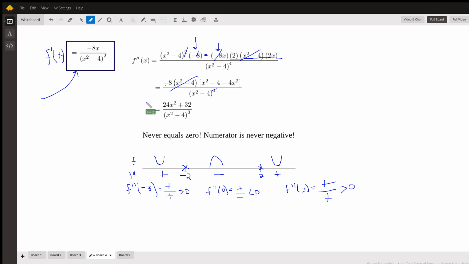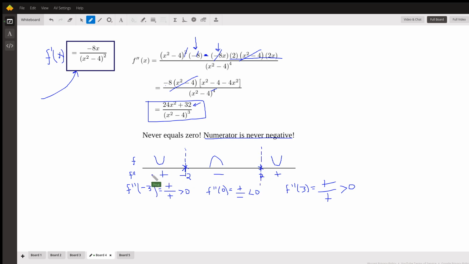And some observations about that: it can never equal 0 because this numerator can never equal 0. It's always got to be 32 or greater. And the denominator is never negative. So when we draw a little sign chart, we don't have any critical numbers, or hypercritical numbers as some textbooks call them. But we do have vertical asymptotes that we can use to talk about the concavity.